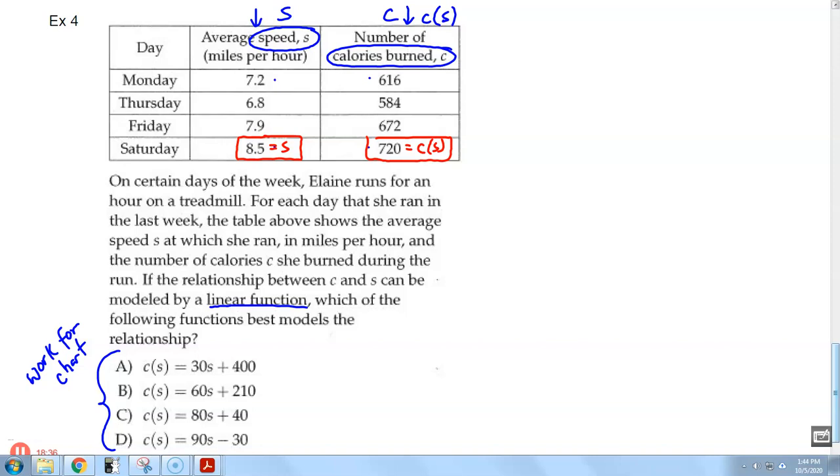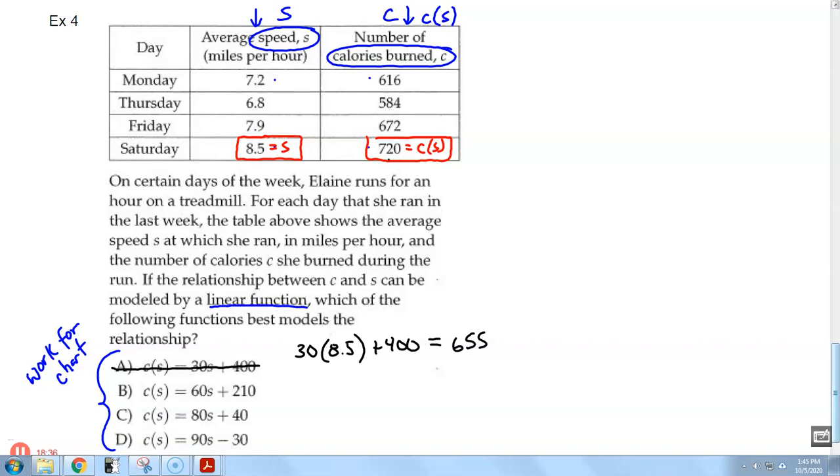Is it true that 30 times the speed plus 400, well, let's see what that equals. So I'm going to grab my calculator here. And I'm going to do 30 times 8.5 plus 400. I get 655. That does not jive with the chart. The chart says I was supposed to get 720. So this one cannot work.